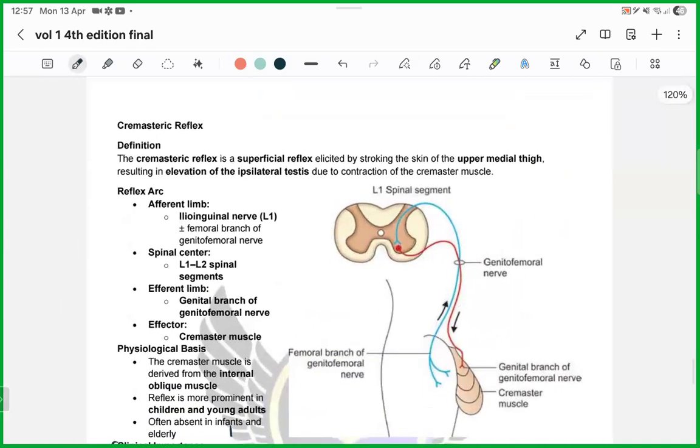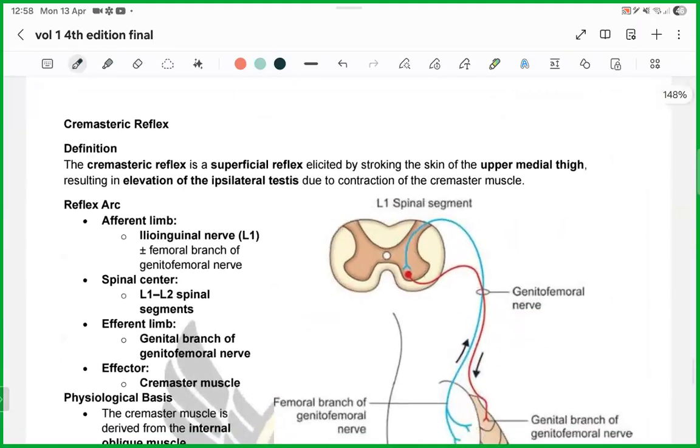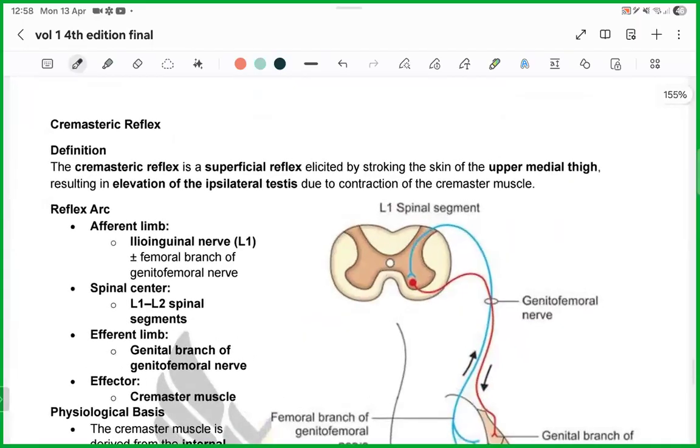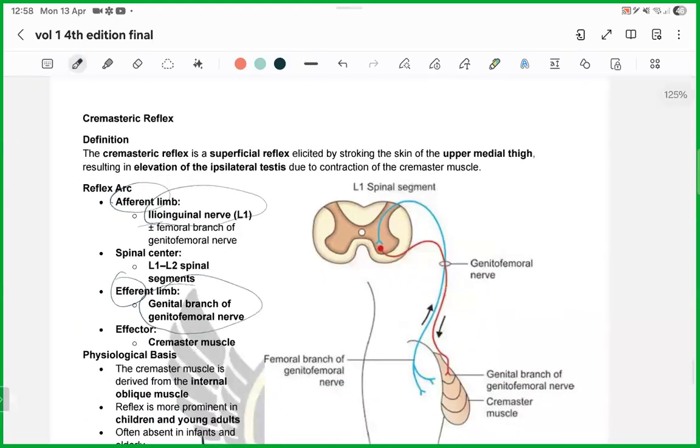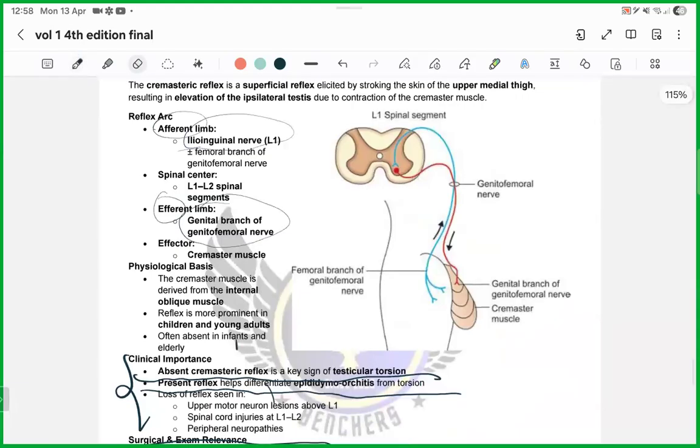Then we have the cremasteric reflex. Here we have it detailed, but you don't need all the details. Give it a reading and just remember the afferent limb and efferent limb. The afferent limb is the ilioinguinal nerve. The efferent limb is the genital branch of the genitofemoral nerve. That's it. Others you can just give a reading.